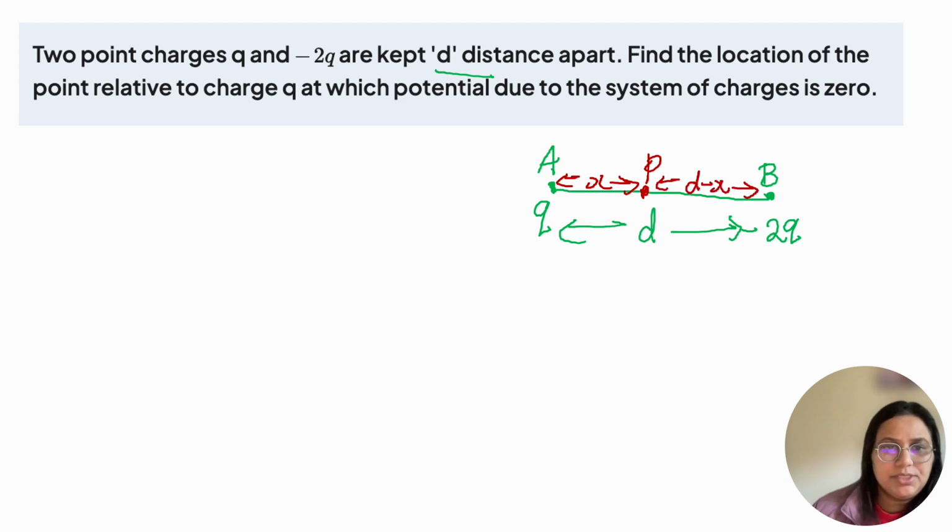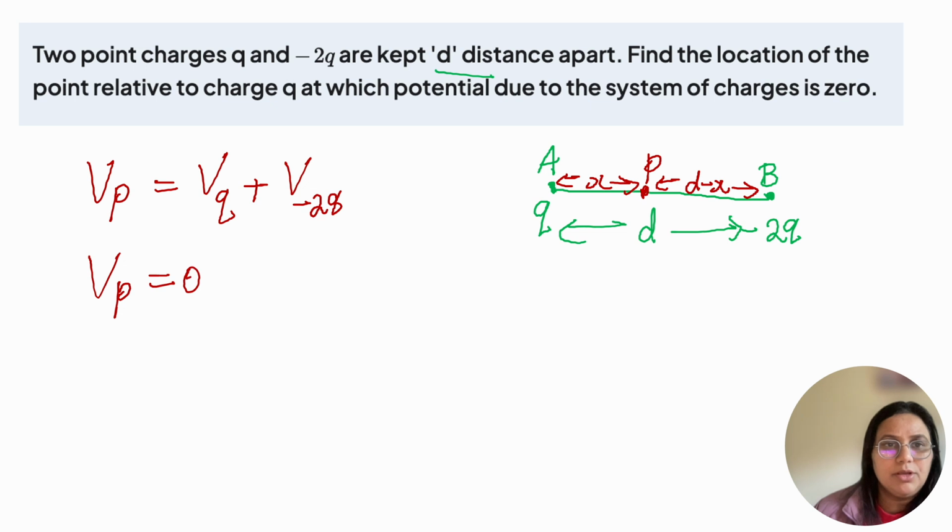The electric potential V at point P due to both the charges can be expressed as Vp is equal to Vq plus V of minus 2Q. We have to find out the point where the total potential due to the system of charges is 0. So we set up the equation Vp is equal to 0. Put the values of Vq and V of minus 2Q in the equation. So what do you get?